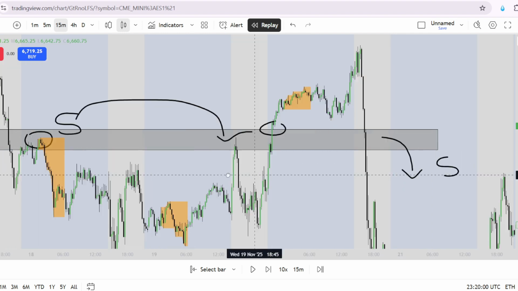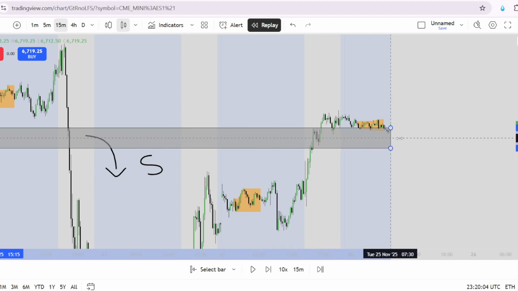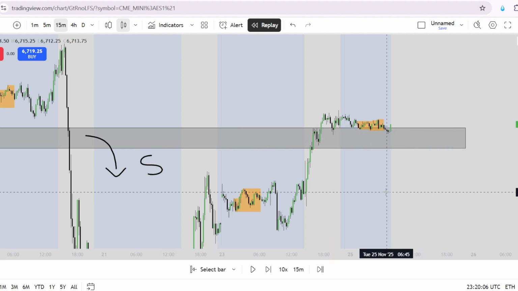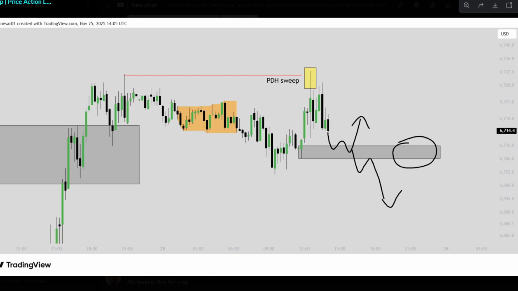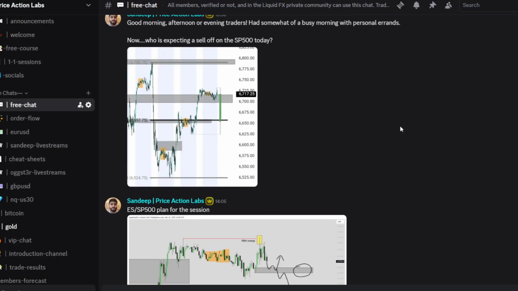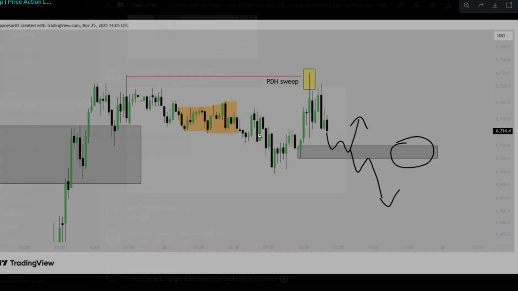Supply area, demand area, supply area. So this was a level I had all the way from the 7th of November. Now on the 25th of November, 18 days later, this is still a key level for me. This was my pre-market plan going into the day ahead. So 1405, that's 9:05 EST.